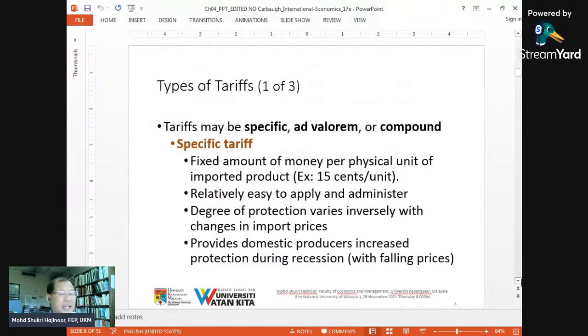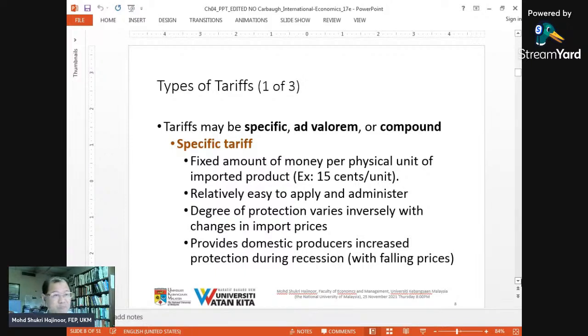So tariff may be specific, ad valorem, or compound. Specific: fixed amount of money per physical unit. For example, 50 cents per unit. Fixed. Relatively easy to apply and administer. The degree of protection varies inversely with changes in import prices.